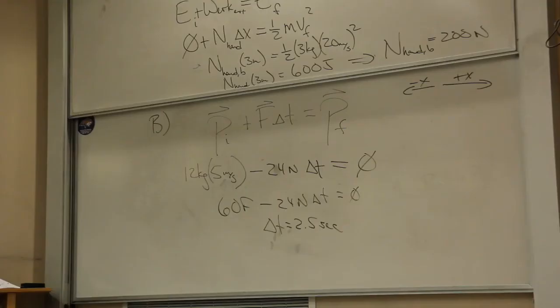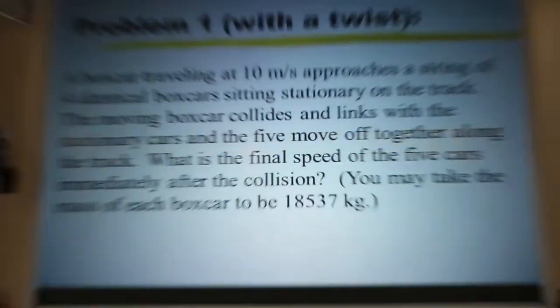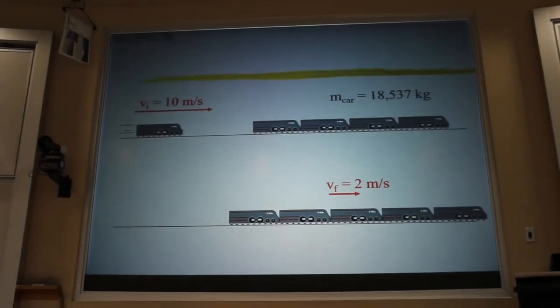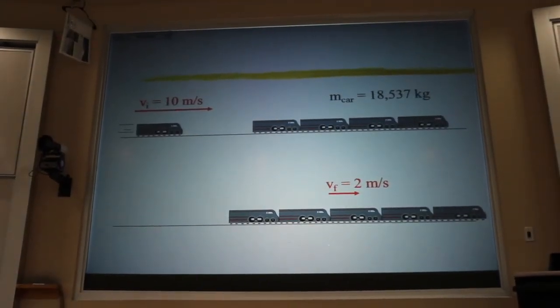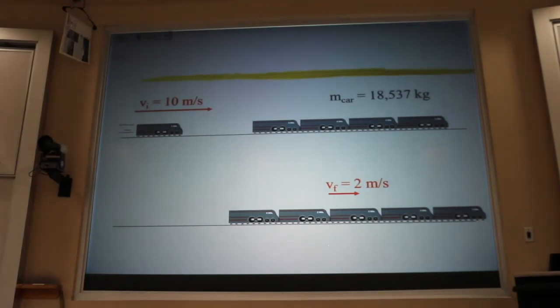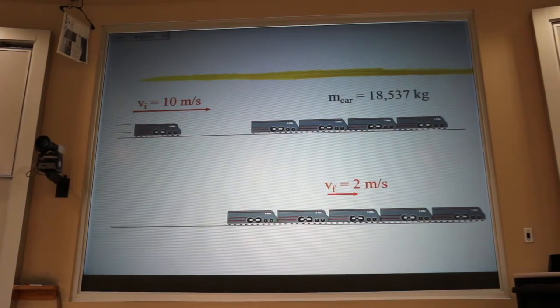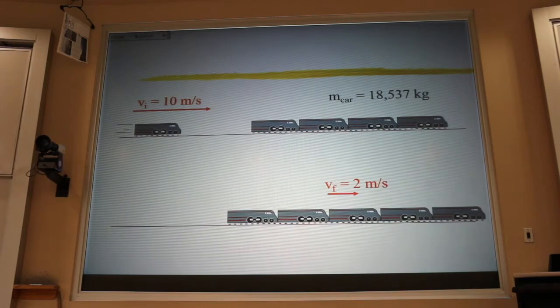Look at this problem again. This is the single boxcar coming in at 10 meters per second. It links up with the 5 boxcars, and we found that it went off at 2 meters per second. And we got that too by just conserving momentum. We had 5 times as much mass moving. It had to move 1/5 as fast.